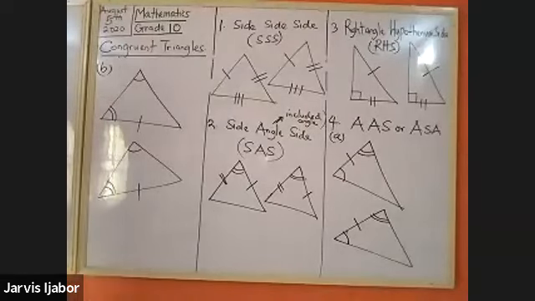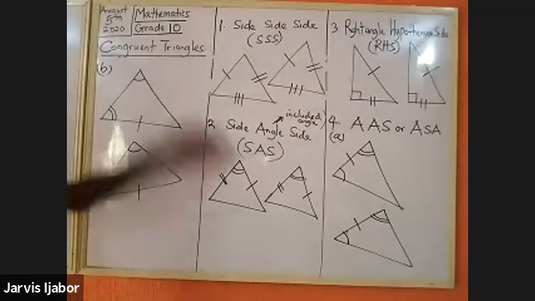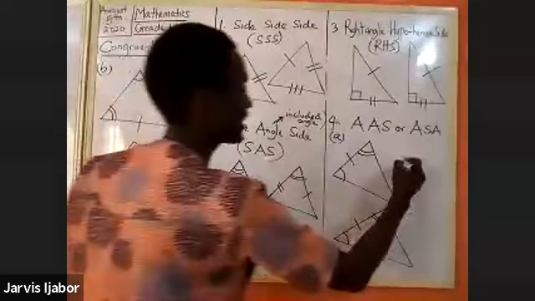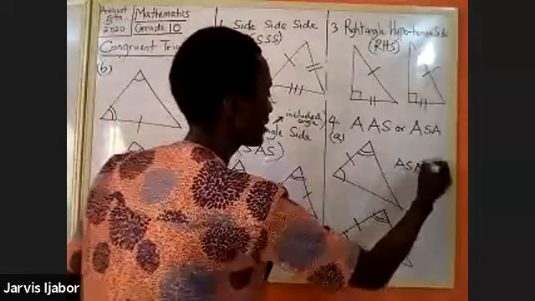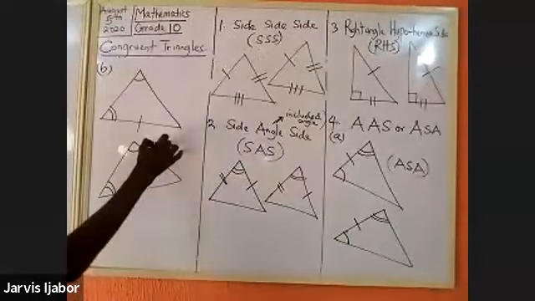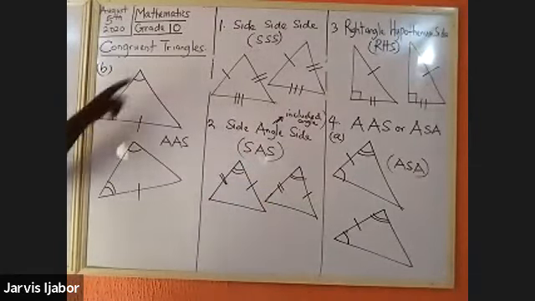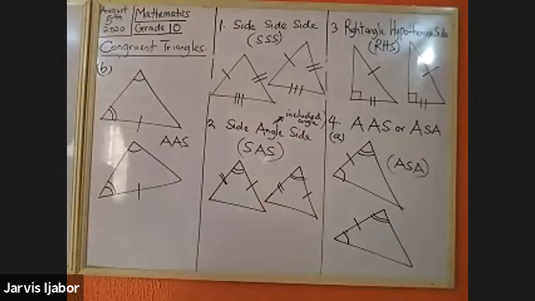Are you seeing that? So A and B. This A and B are for this one. This one is essentially ASA, and this is essentially what? AAS.